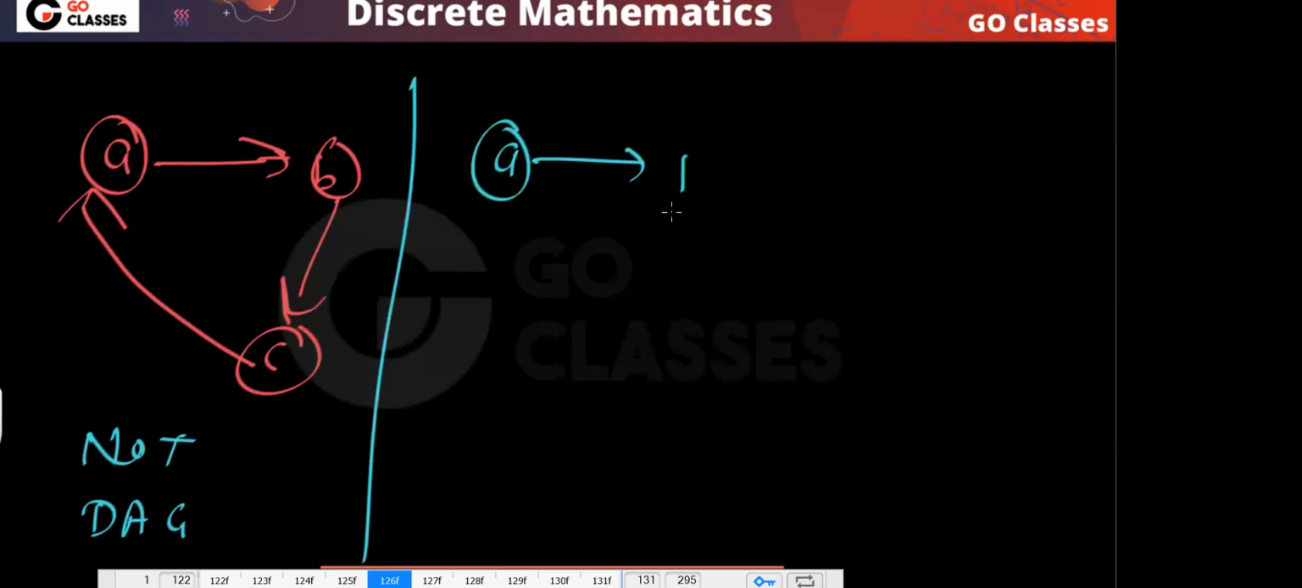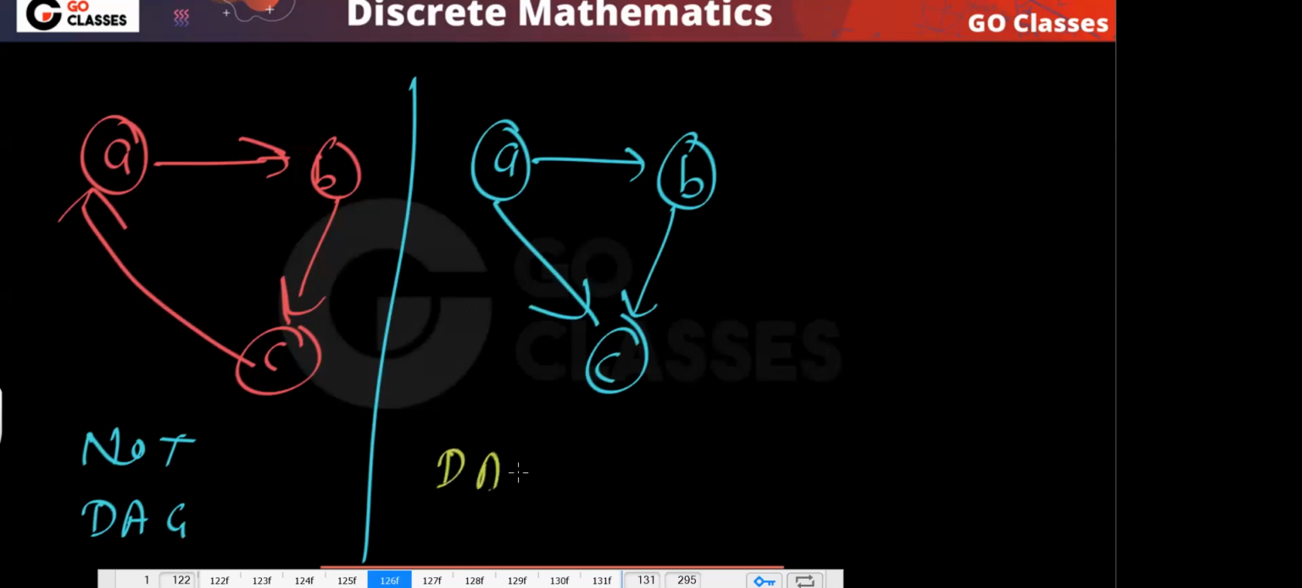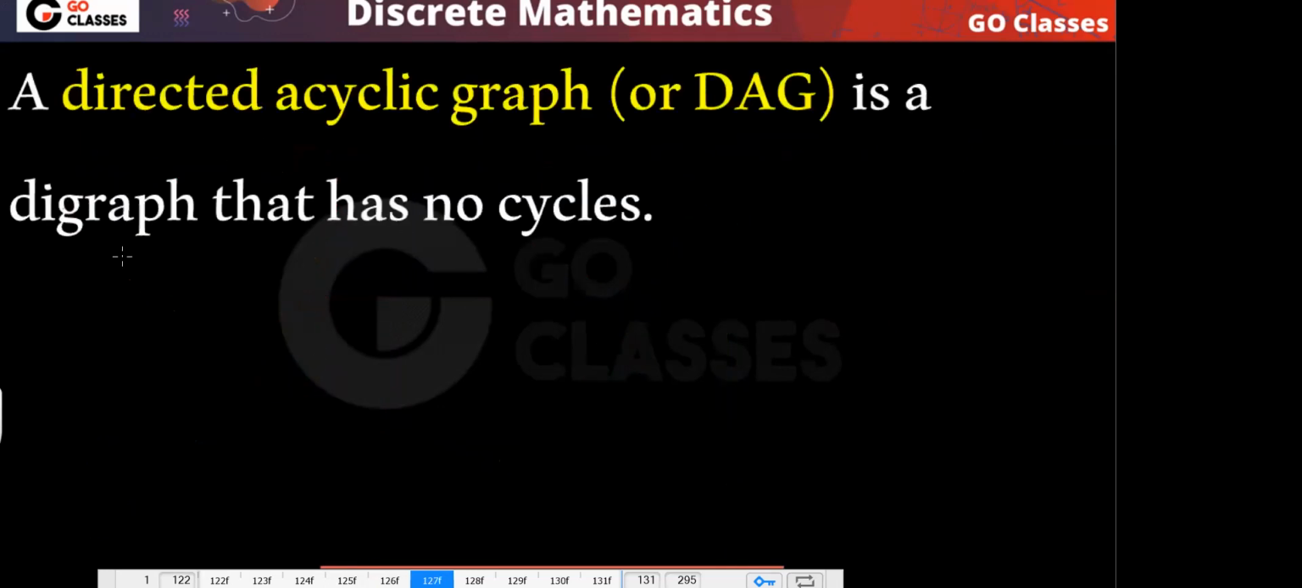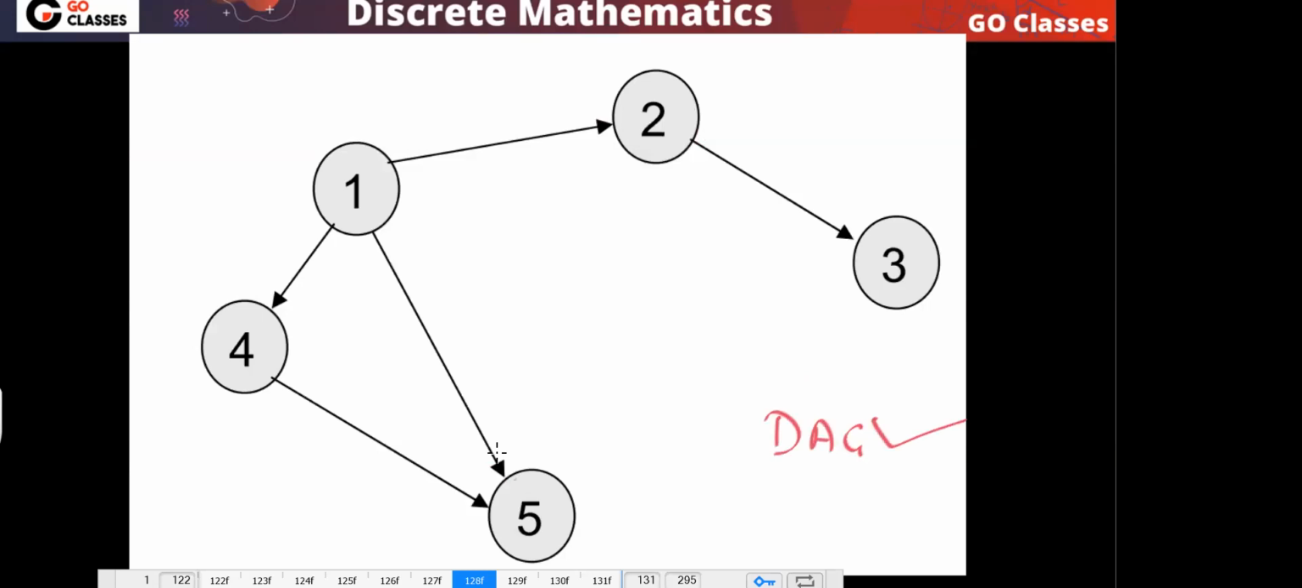What about this graph? A, B, C. This is directed acyclic. There is no cycle here. You can go from A to B, B to C, but you cannot go from C to A. What about this graph? This graph is also not directed acyclic. So a directed acyclic graph, DAG, means a directed graph that has no cycle. For example, this is your DAG. You can go from 1 to 4, but you cannot go from 1 to 5.